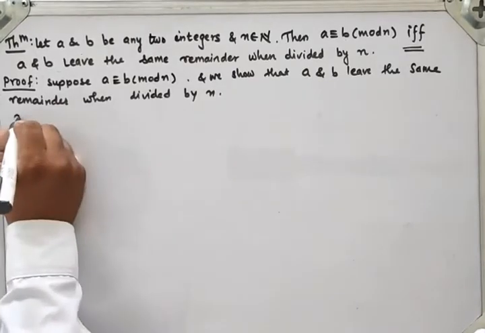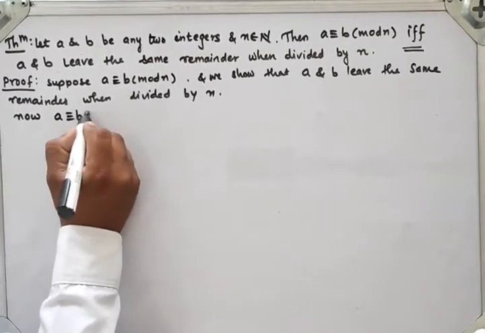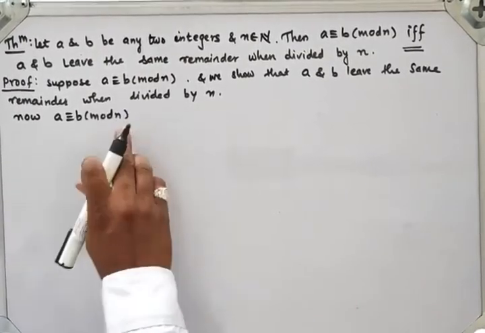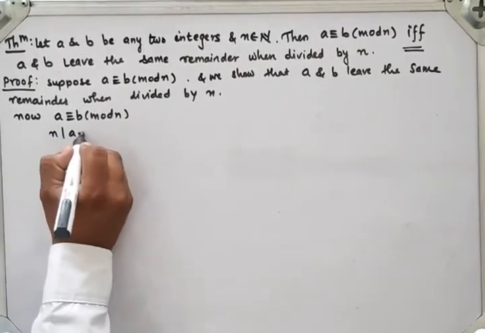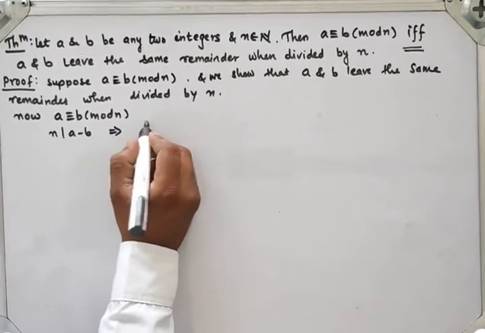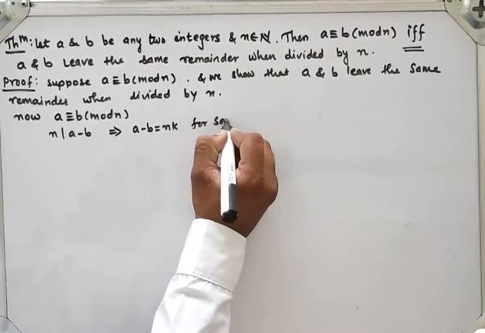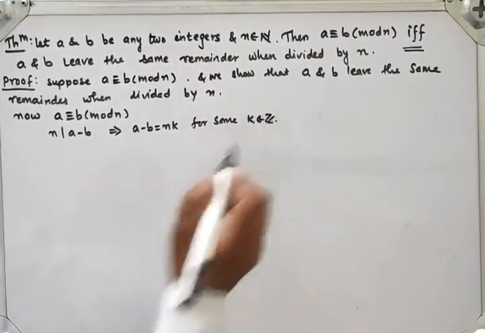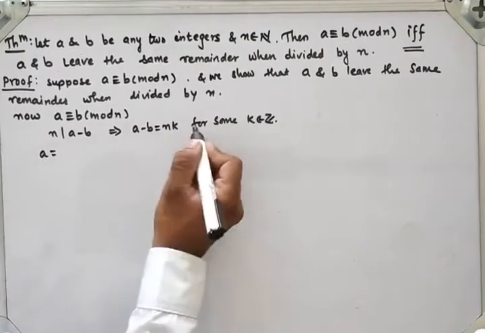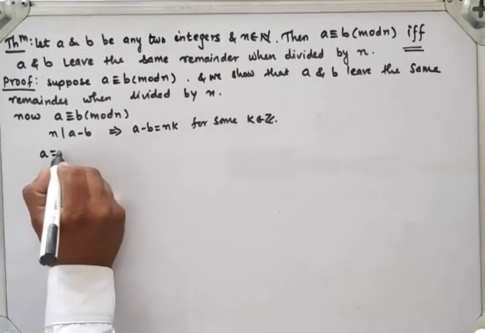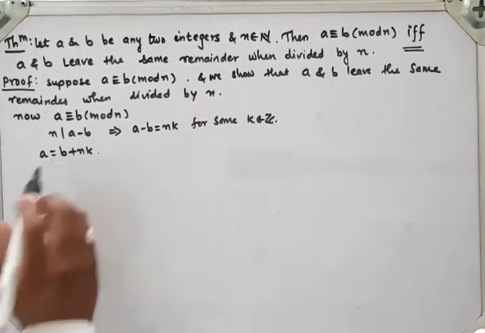Now we have a congruent to b modulo n. Then by using the definition, n divides a minus b, which implies there exists k such that a minus b is equal to n into k for some k belongs to the set of integers, right? So I will write b on the right hand side: a is equal to b plus n k.